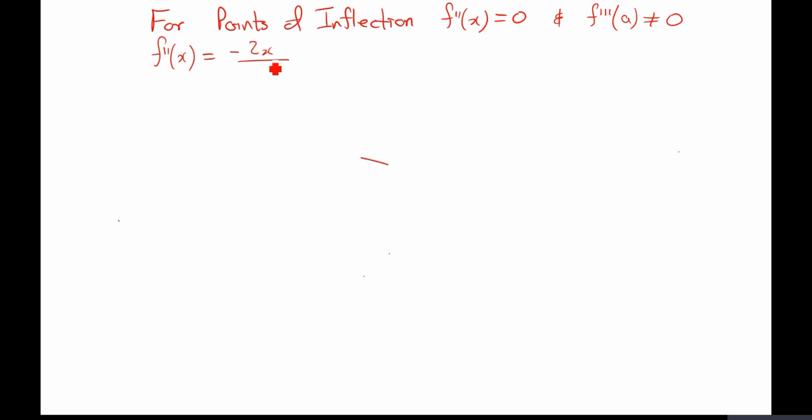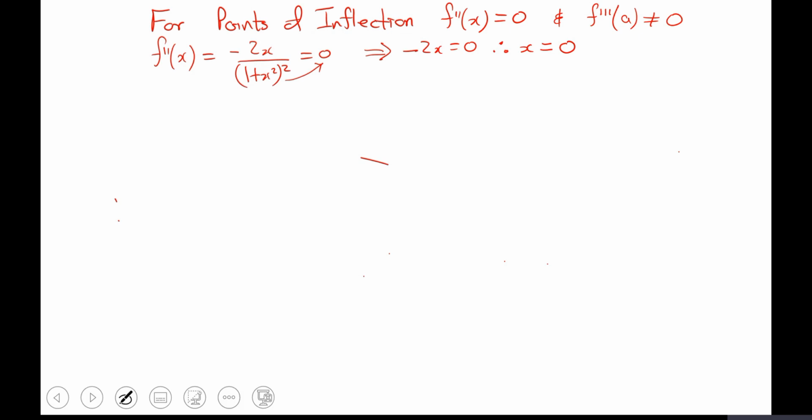Minus 2x over (1 plus x squared) all squared equals 0. Let's work that out. Multiply by (1 plus x squared) squared. That gives me minus 2x equal to 0, and therefore, dividing, x equal to 0 is a possible point of inflection. And once again, I want to emphasize it's a possible point of inflection.